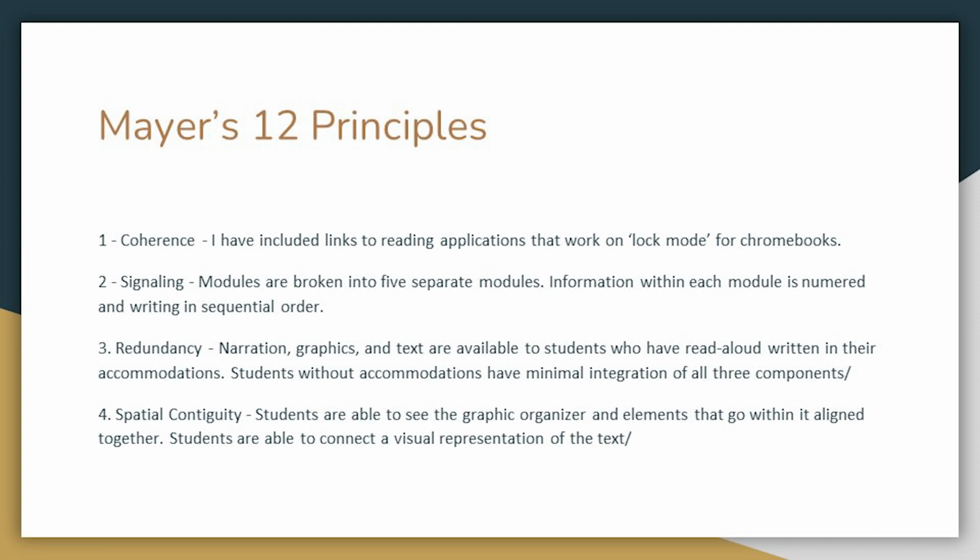This unit works through Mayer's 12 principles by number 1, coherence. I have included links to reading applications that work on lock mode so students don't have so much clutter and they don't have that temptation to click around on tabs. It locks out and all they can see is what I have assigned for them. We also have principle number 2, which is signaling. Modules are broken into 5 separate modules. So we've broken down that information even further within the modules so that they have sequential order on their work. They can work through each one and they know what's coming up next.